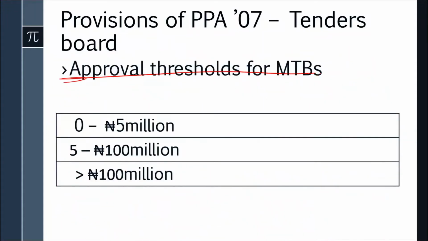When it comes to the ministerial tenders boards, for contracts between 0 to 5 million, the full board does not need to convene, but the permanent secretary, that is the accounting officer, can approve contracts within these limits in that ministry.